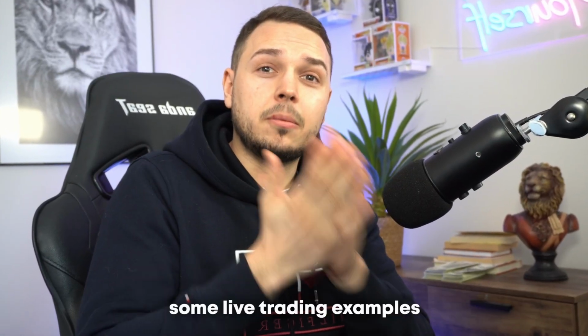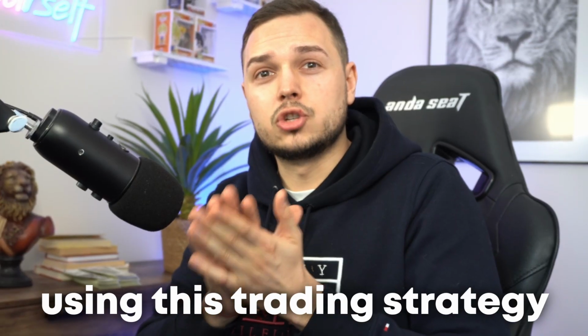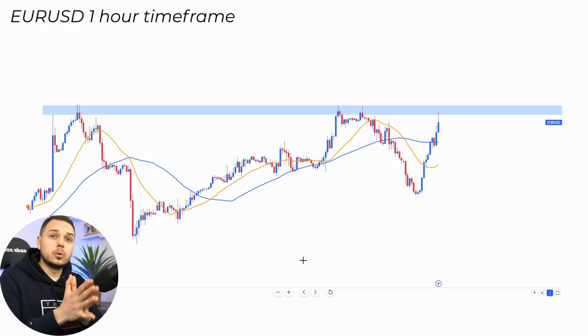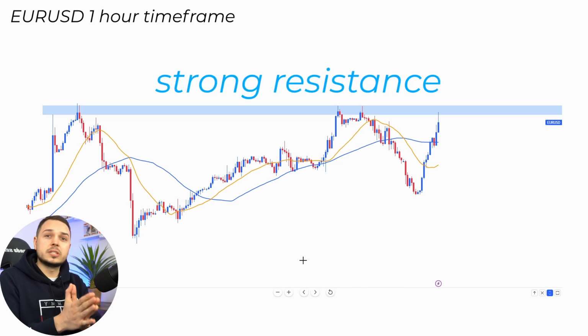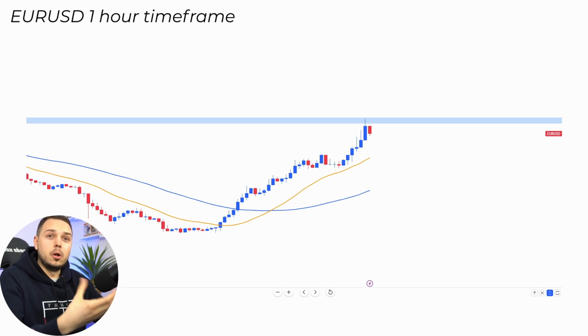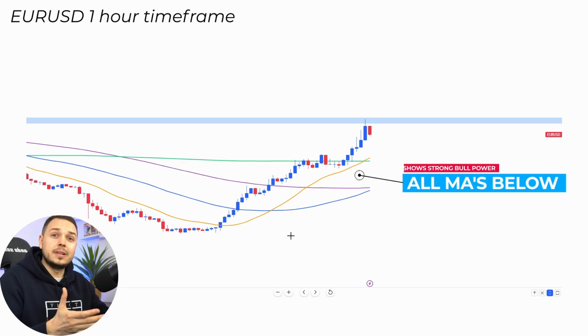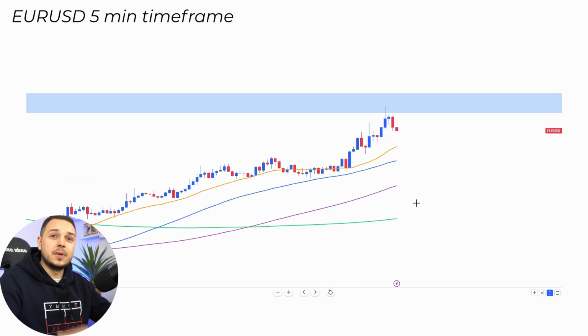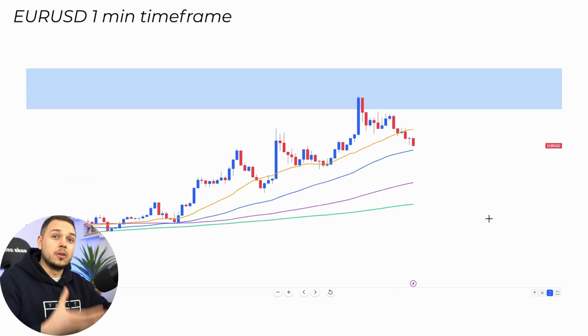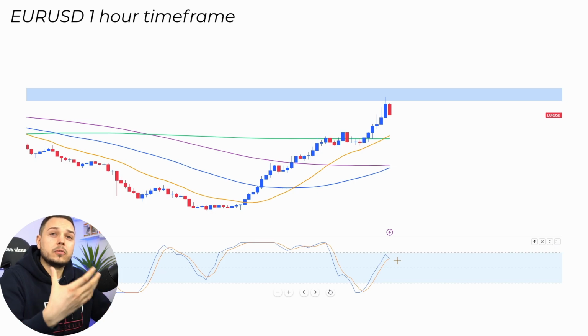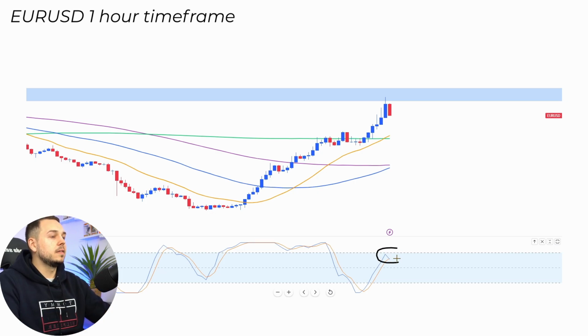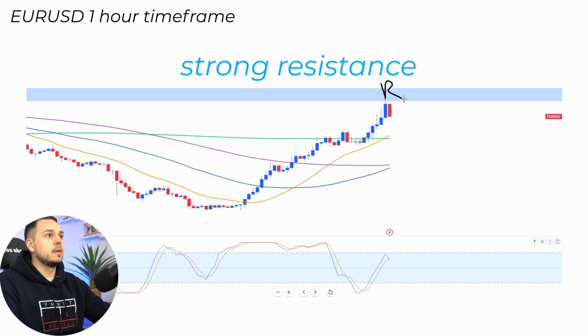Okay, let me give you now some live trading examples using this trading strategy. So we're currently on Euro US dollar 1 hour time frame, just marking our previous area of resistance. Now to analyze, we need all of the moving averages, and as you currently see, everything is trending towards the upside. We can see the same thing on the 5 minute and the same thing, guys, for the 1 minute. So what I'm waiting for to enter? Well, the stochastic, as you can see, is nearly overbought and it's bouncing off this previous area of resistance.